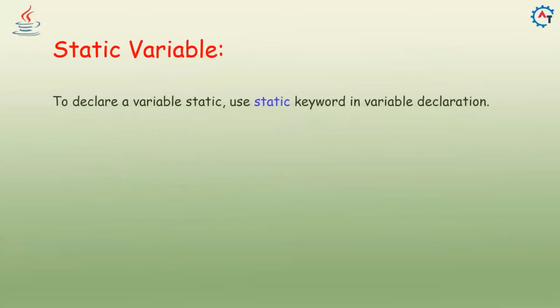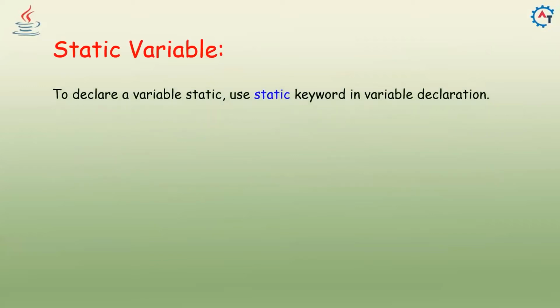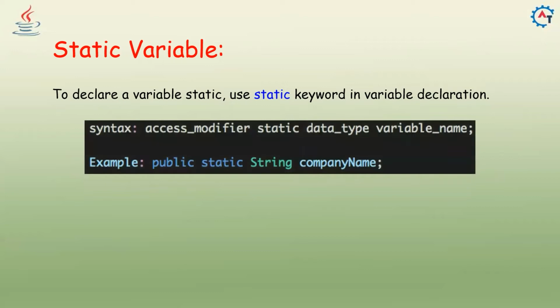So, static variable. To declare a static variable, use the static keyword in the variable declaration. The syntax is something like this: access modifier, static, data type, variable name. Just an example: public static String companyName. Normally we would not use this; we would write public String something like that, right? But here, you need to use this static keyword.